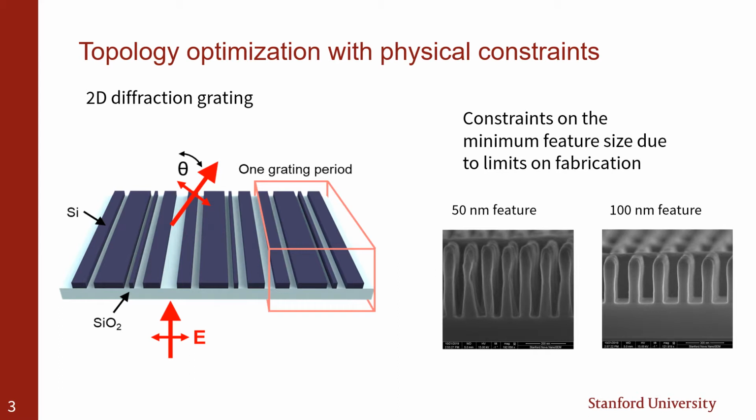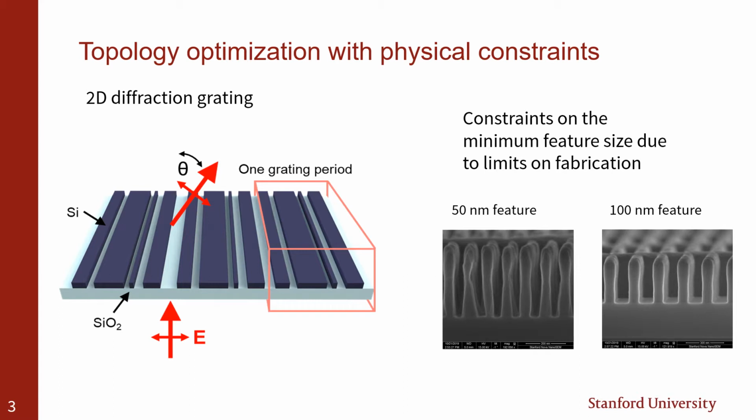So here I will introduce how we use a low-dimensional space to reparameterize and more efficiently describe the constrained design space. We use this free-form 2D diffraction grating as an example. Here, each period contains silicon nanoridges on top of a silicon dioxide substrate. And the efficiency we're optimizing for is defined as the power in the output direction over the total incident power.